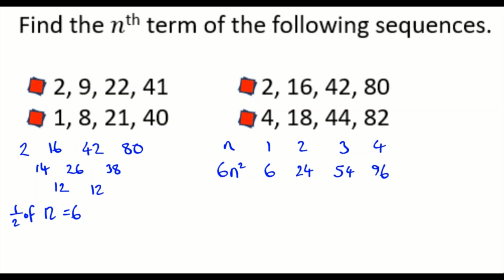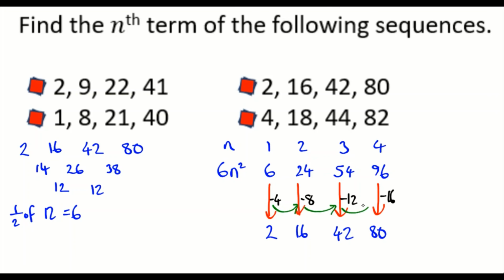Then we need to see what's happening to make the numbers in the sequence that we actually ended up with. So the final sequence is going to be 2, 16, 42, 80. Let's have a look here then. To get from 6 to 2, we'd have to take away 4. From 24 to 16, we'd take away 8. From 54 to 42, we would take away 12. And from 96 to 80, we would take away 16. So, term to term here, looks like we are subtracting 4 each time.